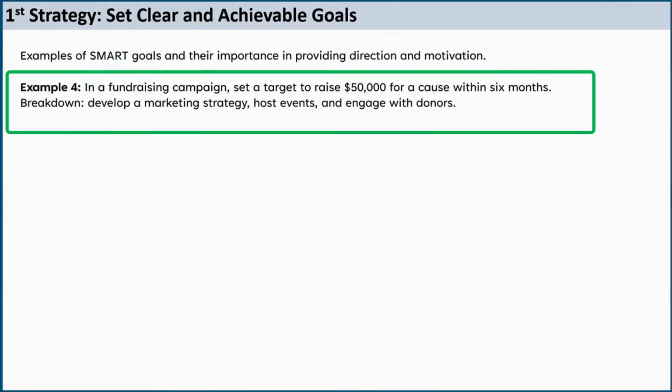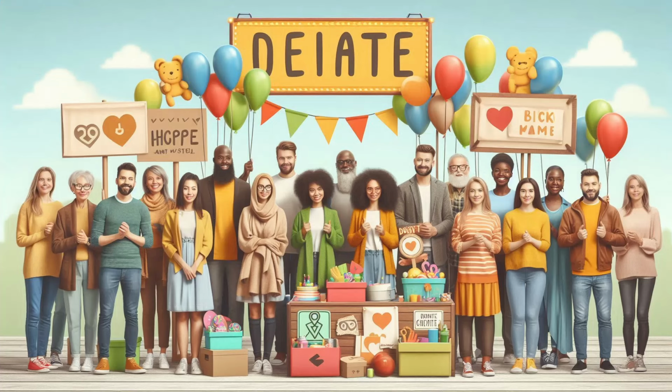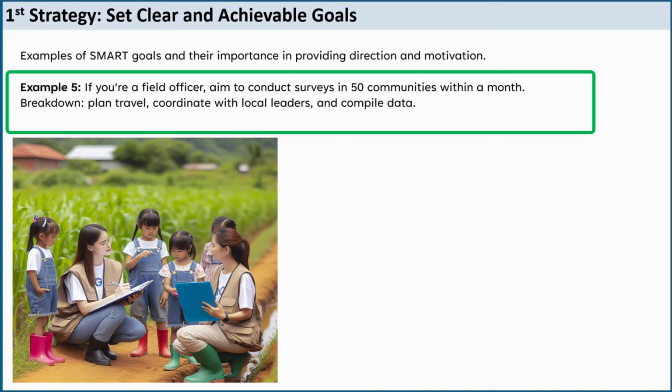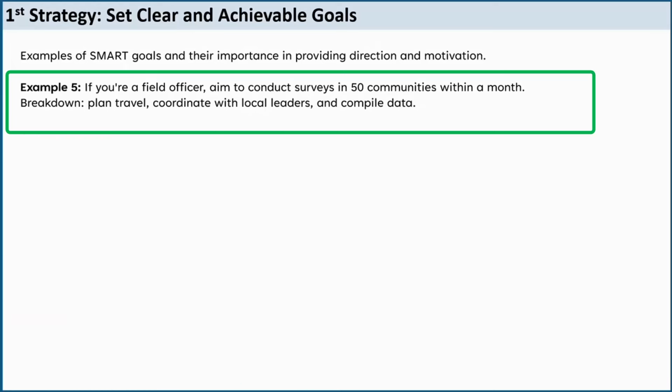For example, if you are running a fundraising campaign, set a target to raise $50,000 for a cause within 6 months. Develop a marketing strategy, host events, and engage with donors. Example, if you are a field officer, aim to conduct a survey in 50 communities within a month, then travel, coordinate with local leaders, and compile data.